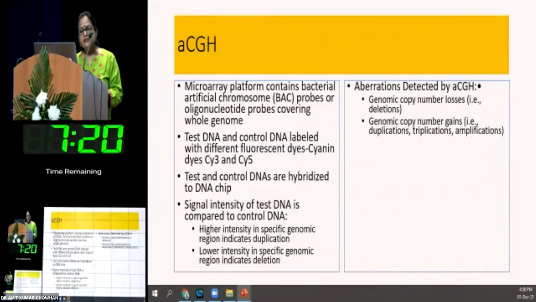So in comparative genomic hybridization, what happens is we have artificially prepared probes, which are either bacterial or oligonucleotide probes, put on a platform. The test or sample DNA and control DNA, labeled with different dyes, is hybridized to this DNA chip, and signal intensity of test DNA is measured compared to control DNA. Higher intensity indicates duplication, lower intensity indicates deletion. So CGH is therefore used for copy number changes, losses, or gains.